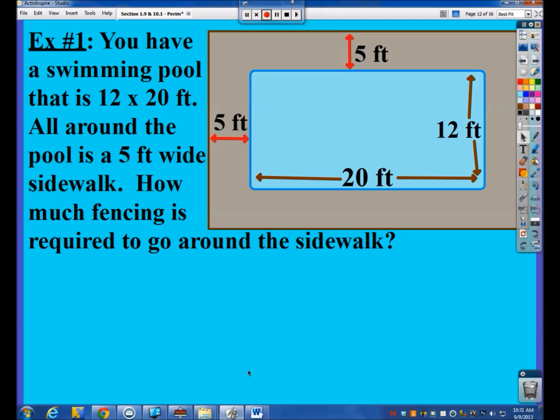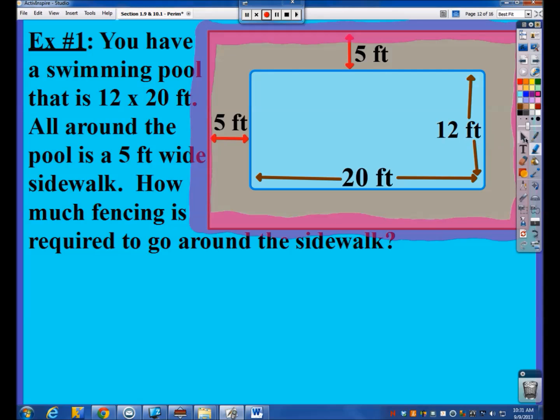First example, it says you have a swimming pool that is 12 by 20 feet. All around the pool is a 5-foot wide sidewalk. How much fencing is required to go around the sidewalk? Okay, so here's where we want to put the fencing, is around the sidewalk here.